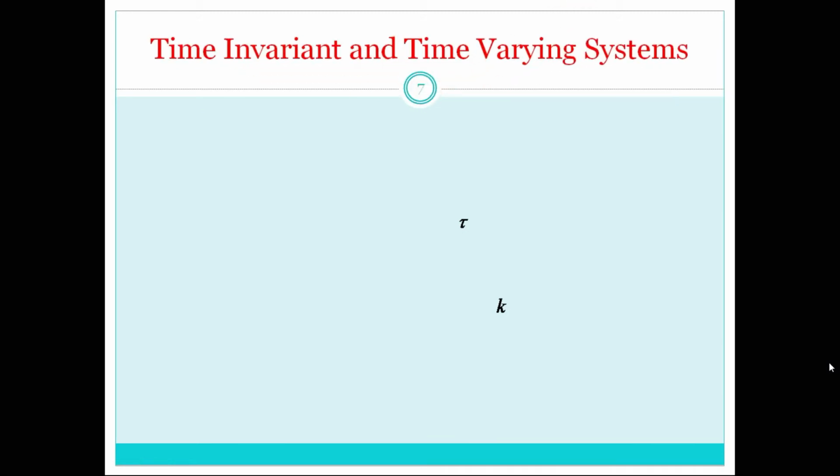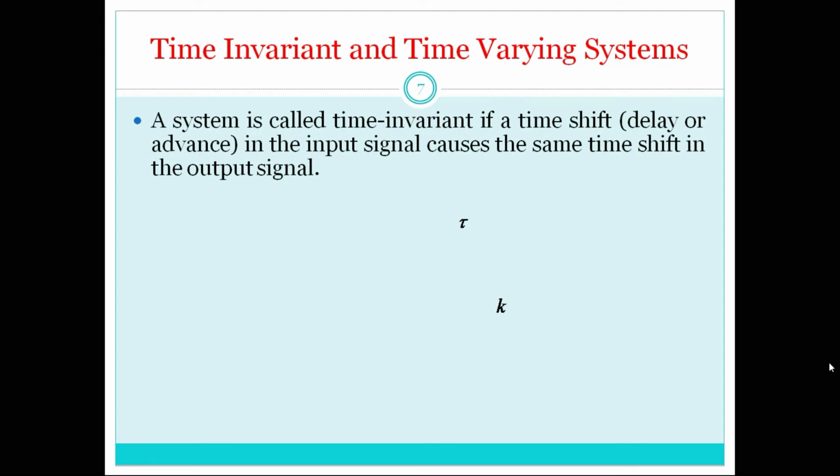Next, coming to time invariant and time varying systems. A system is called time invariant if a time shift, delay or advance in the input signal causes the same time shift in the output signal. Same time shift. For example, y of t equal to capital T into x of t. Then y of t plus 1 is equal to capital T into x of t plus 1. Then it is called a time invariant system.